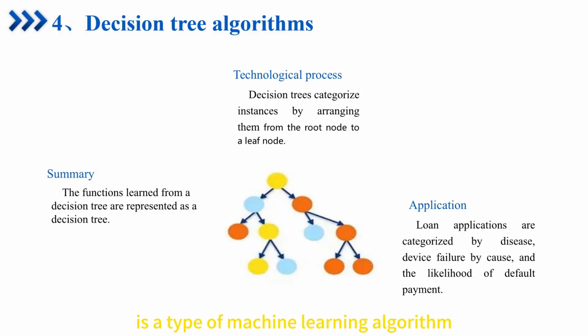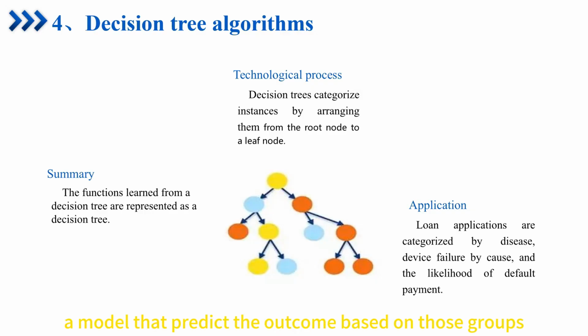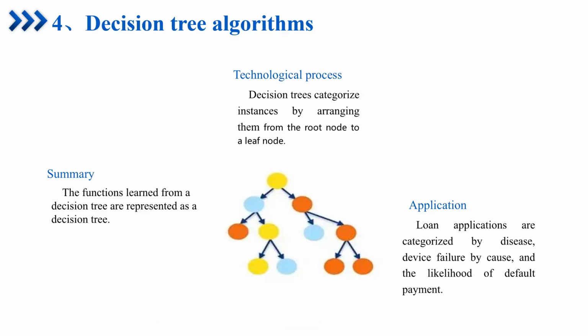Decision tree algorithm is a type of machine learning algorithm that helps us to make decisions based on input data. It uses a tree-like model to sort the data into smaller groups based on their characteristics and then create a model that predicts the outcome based on those groups. Decision trees can be used for classification and regression problems. By analyzing the data and building decision trees, we can make better decisions and predictions. They are applied in various fields like medical diagnosis, financial risk assessments, and marketing.